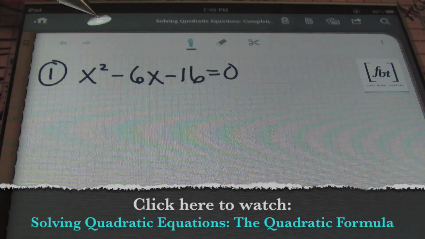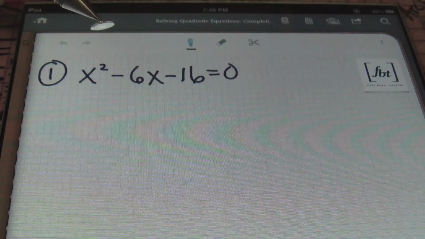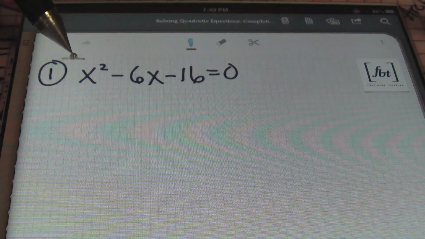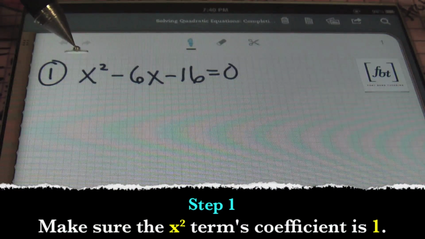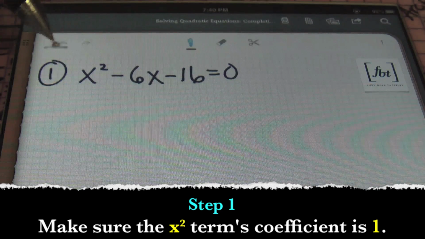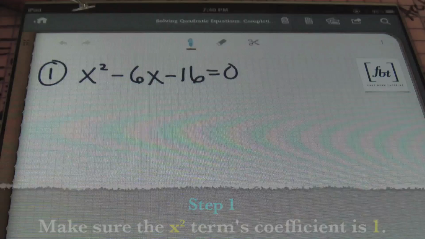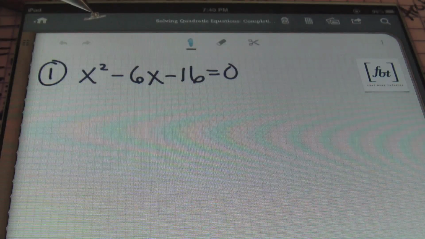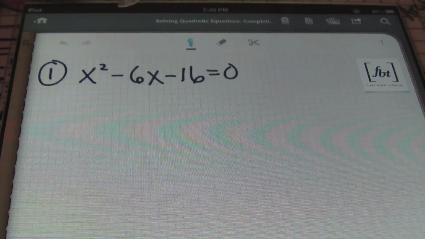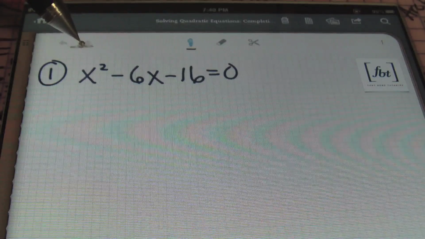Alright, so let me go over the steps for you ladies and gentlemen. First of all, you always want this first coefficient to be 1. So if it's not 1 ladies and gentlemen, go ahead and divide the entire equation by the coefficient in front of the variable. The number in front of that x squared term, divide everything by it if it's not 1. But we do have 1 in this equation.